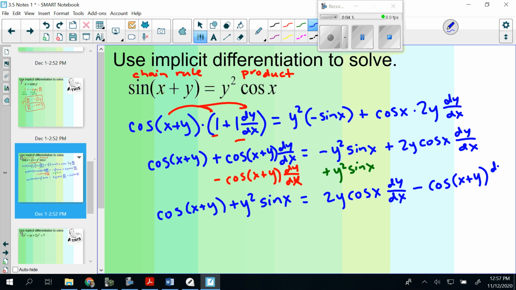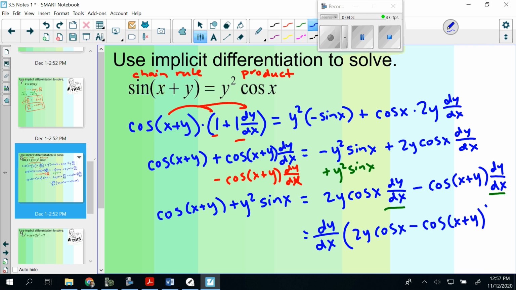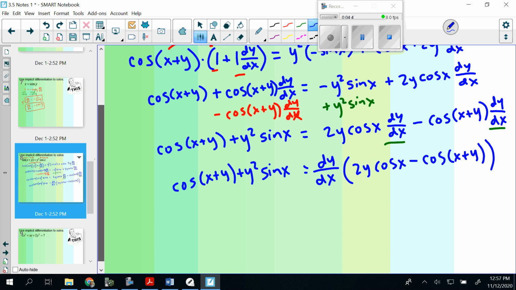Okay, so now we're closer to our answer. Because both of these have the derivative on this side, we're going to factor it out as our next step. So if we factor it out, now I got all this stuff times our derivative equal to the stuff over here. And my last step now can be to divide and get our answer. So I can divide by all the stuff in the parentheses there to get our final answer.